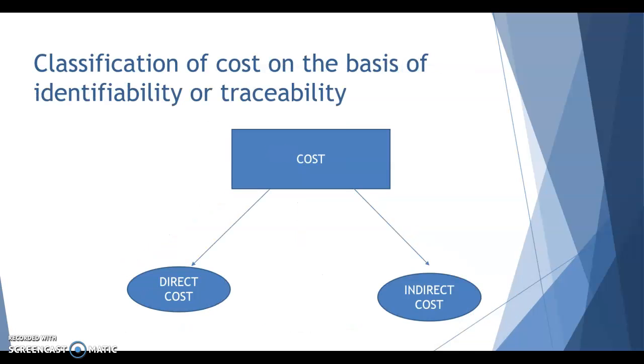Now, let us see the second type of classification, that is the classification of cost on the basis of identifiability or traceability. Now, what is this? It is based on how we can allocate a cost to the cost center. Here we can classify the cost into two types: direct cost and indirect cost. So, what are these direct costs? We'll see. Direct costs are those costs which can be directly identified with the product. I'll give you an example, the same example of the furniture.